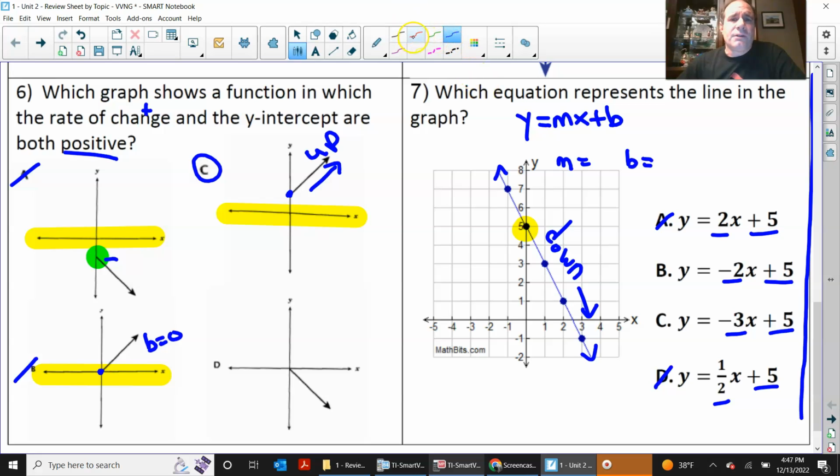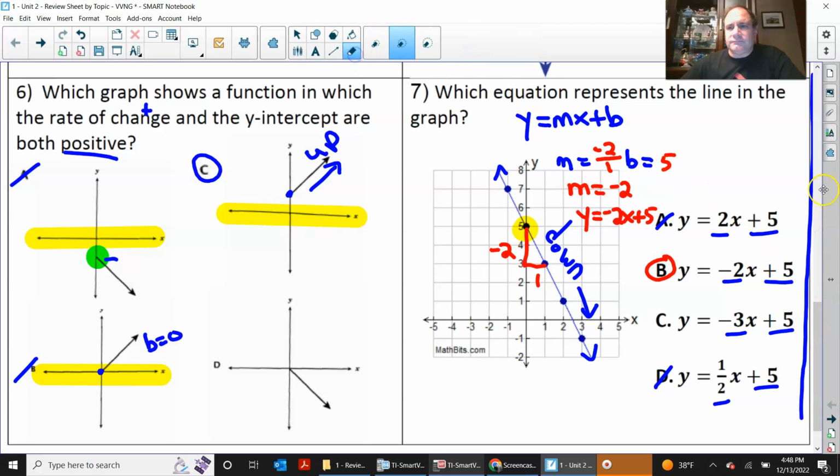And now we do have to get that slope. So I'm going to pick 2 points. All you need is 2. All right. So we're going to go down 1, 2. So that's negative 2, down 2, and over 1. So the rise over run is negative 2 over 1. The y-intercept is 5. Negative 2 over 1 is negative 2. So the equation of this line is y equals negative 2x plus 5. And negative 2x plus 5 is B. And that is it for that.